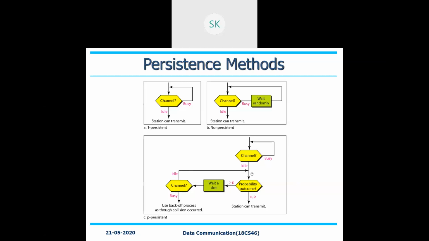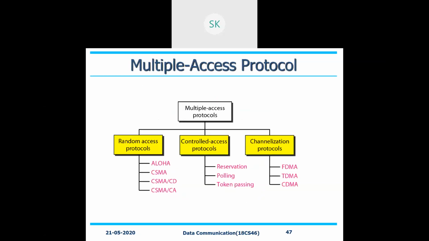If it is idle, once again the outcome is checked. If the outcome is less than the P value, you can send it for transmission. Otherwise, you need to back off. Once it is busy, you need to do the same task again from the beginning. So this is what happens with P-persistent. With this, that is the end of CSMA.